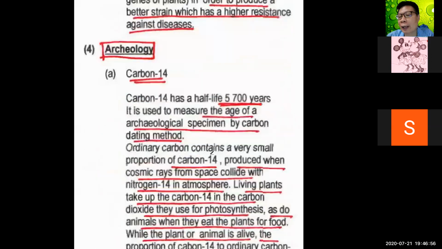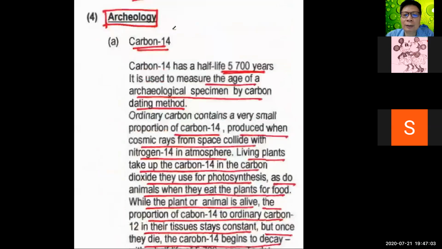Okay, no, sorry, not agriculture, archaeology. Okay, archaeology. When it comes to archaeology, I need to tell you something first. Archaeology is mainly used to determine the age of an artifact. For example, how do archaeologists know the history of the dinosaur, how many years ago the generation of dinosaurs lived? How do they know?